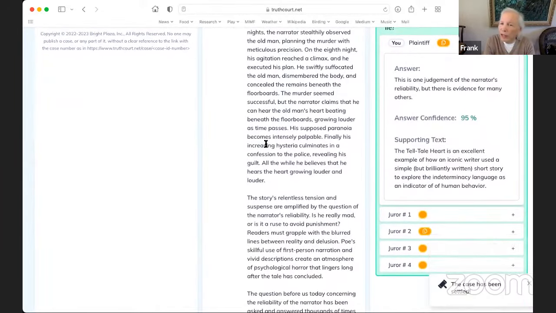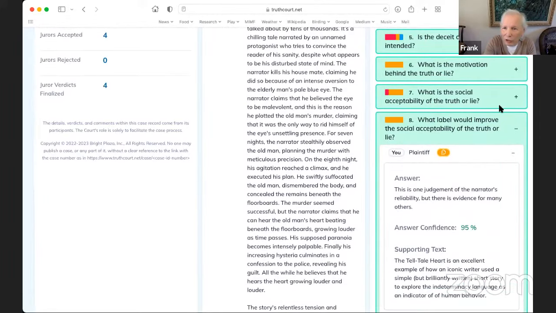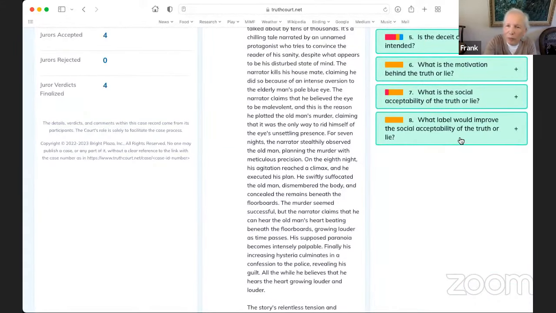The Telltale Heart is an excellent example of how a writer like Poe, a master, used a simple but brilliantly written short story to explore the indeterminacy of language as an indicator of human behavior. Now, that's my case, but let me explain to you how I think this might work for a teacher.